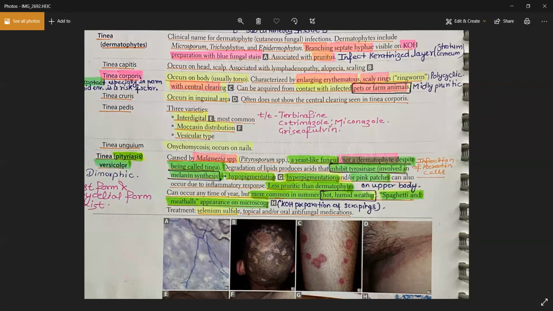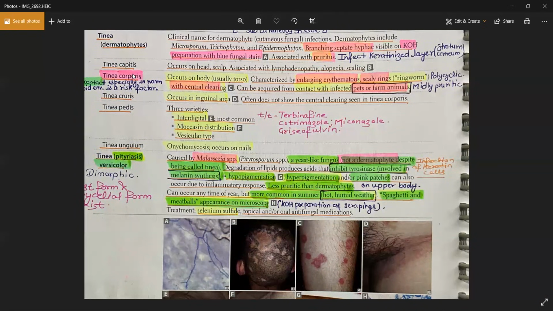And then comes tinea cruris, which affects only the inguinal area. Okay, very important. Only the inguinal area for cruris. For corporis, the whole body. Corporis has this O in its name, and that's why the body one also has the O in its name.